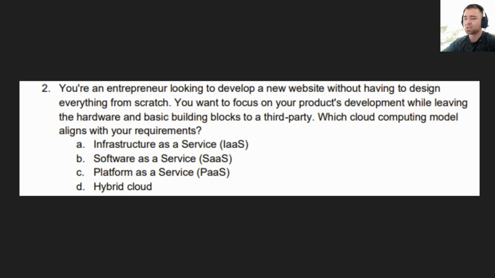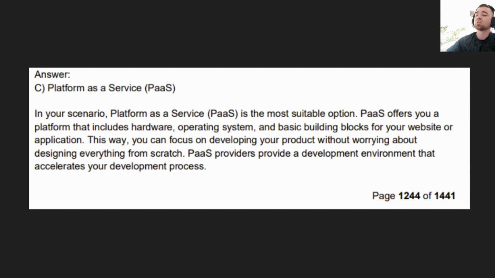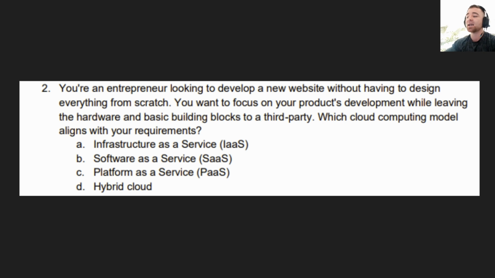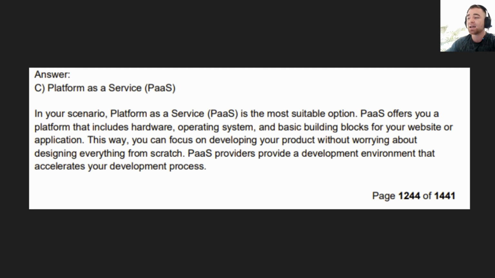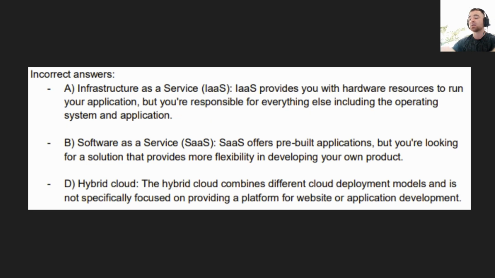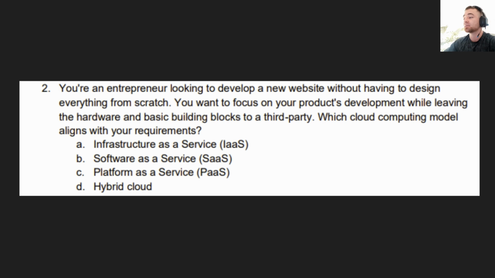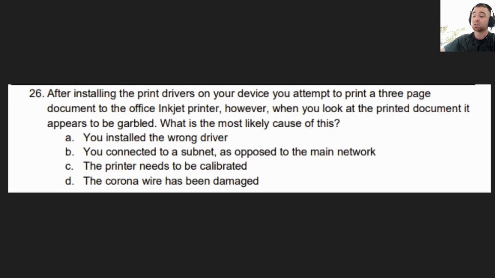Pause the video if you need more time. Your answer coming up now. C, platform as a service was the correct answer. So you will need to know the difference between IaaS, SaaS, PaaS, and even DaaS, desktop as a service, as well as something you'll need to know. So pause the video here if you want to read more about PaaS, and pause it here if you want to read more about the incorrect answers. But you'll need to know the difference between all of these different cloud ideas. So, final question coming up now.